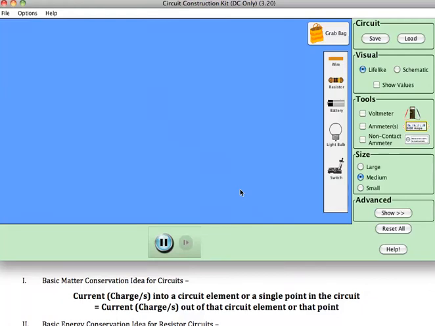So there are really two big ideas in DC electrical circuits that we have to worry about, and they're listed down here below. The first one is that matter is conserved. You already know that, but it has implications for the circuits that we set up. In particular, the circuits that we set up involve electrical charges moving around. And when we say matter is conserved, we're talking about the conservation of electrons, basically.